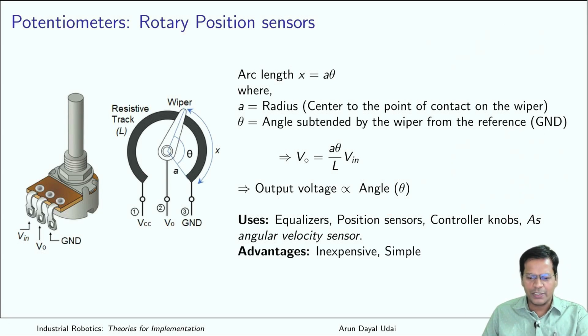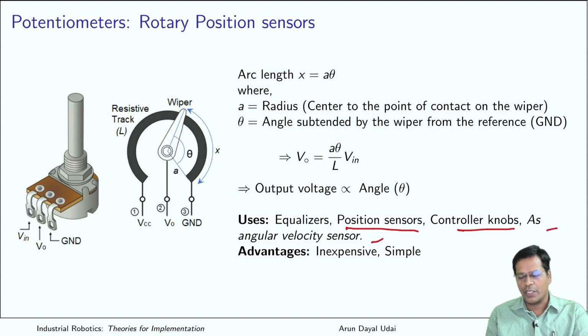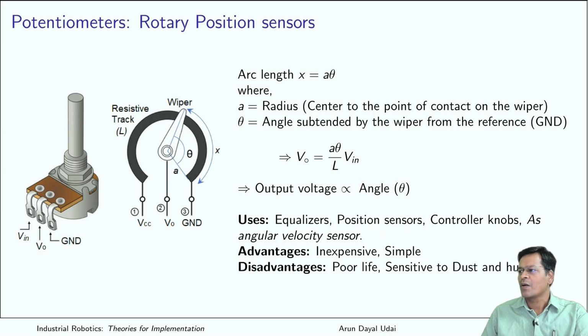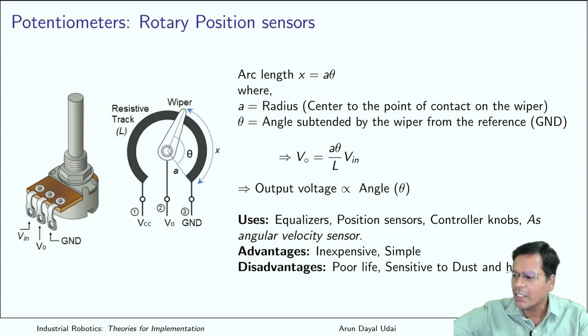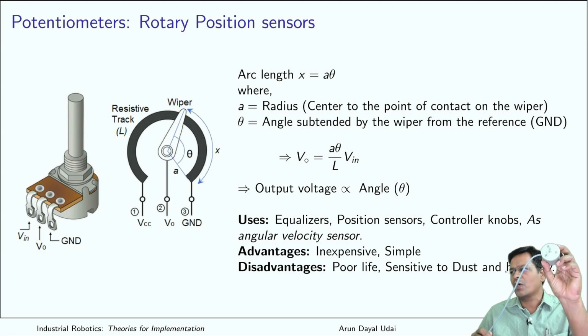So this one is used for various things which are mentioned here. It is a position sensor, controller knobs, velocity sensor, angular velocity sensor. They are again inexpensive, very simple. But yes, this also has a similar problem, that is poor life, sensitive to dust and humidity. It looks like this. In the last class also I showed you something like this, but this is different. This is a potentiometer.